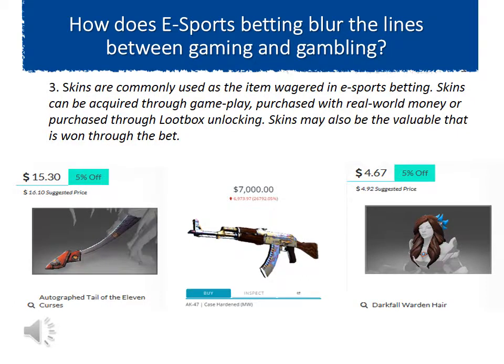The last way that betting on esports blurs the lines pertains to skins. When placing a bet on the outcome of an esports match, you need to wager a valuable. Often, skins are the valuable that is used to place a bet. This also blurs the lines between gaming and gambling for a few reasons.